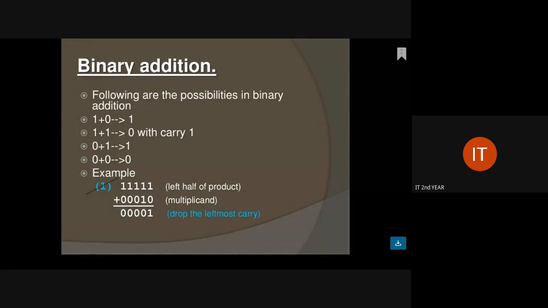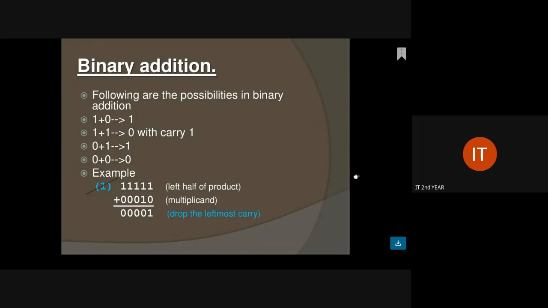While dealing with these kinds of things, we will have these four different types of possible addition. 1 plus 0 we get 1, and 1 plus 1 we get 0 along with a carry bit of 1. 0 plus 1 and 0 plus 0 are normal. So 0 plus 1 is 1 and 0 plus 0 is 0.